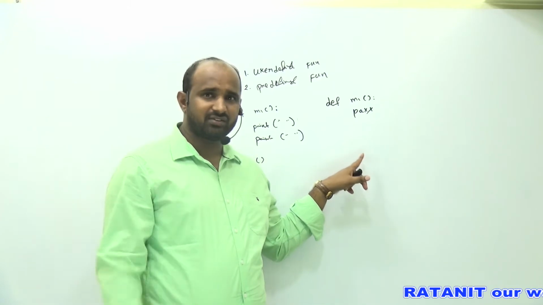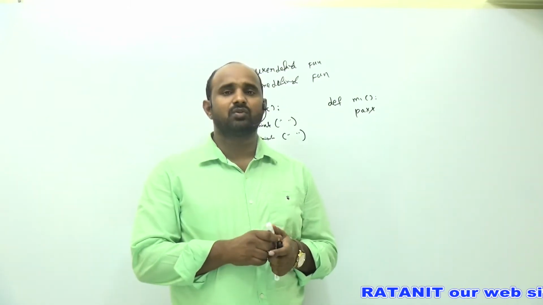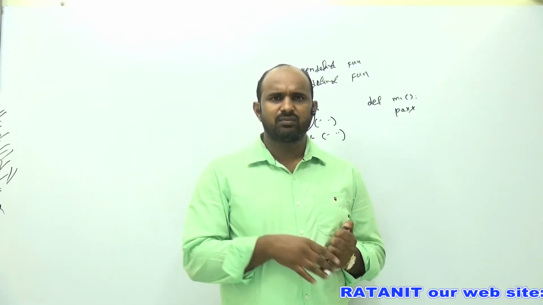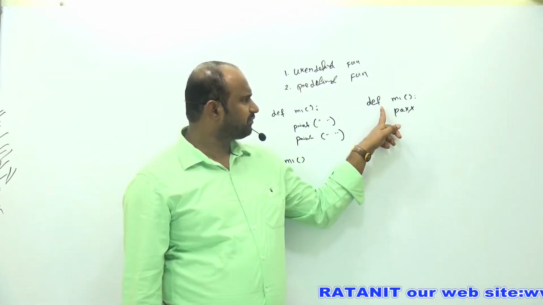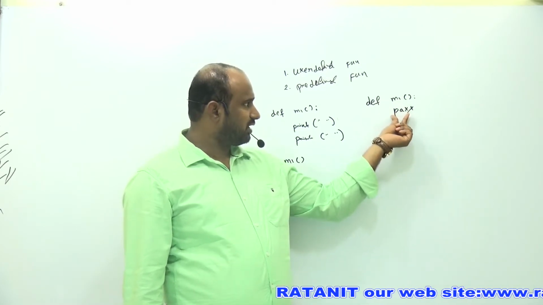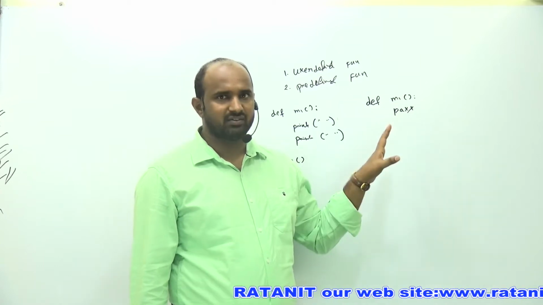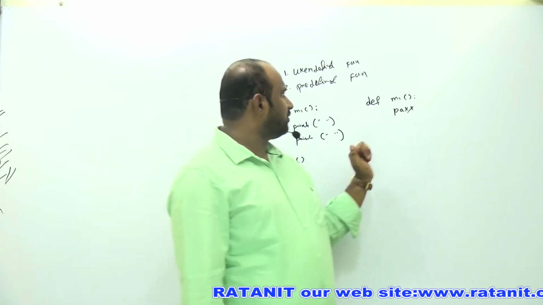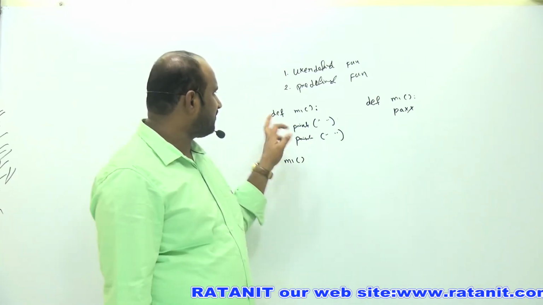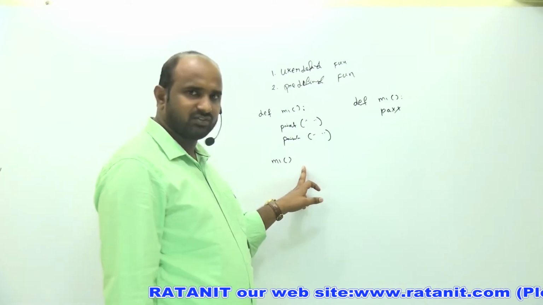Just like abstract classes. In an abstract class, first of all we declare the abstract methods. An abstract method means a method without a body, that is called abstract. Here pass means there is no body, and later we have to do the implementation. Okay, clear? Finally, we declare the function using the def keyword, m1 colon, print the data, and call the function.